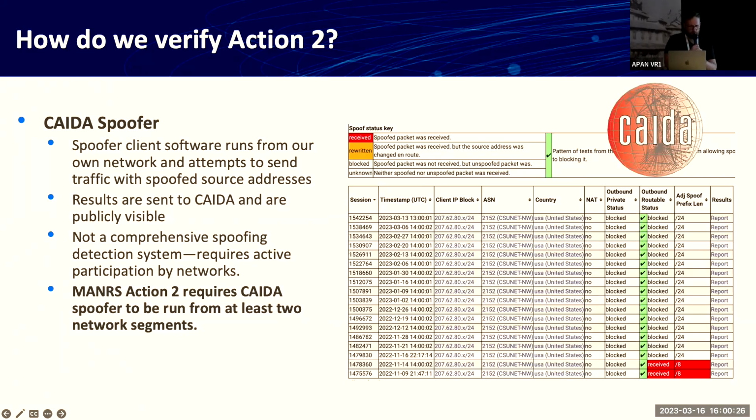I didn't include the URL here, but if you just search for the CAIDA Spoofer on Google, you can see results from many networks across the world who are running the spoofer software.